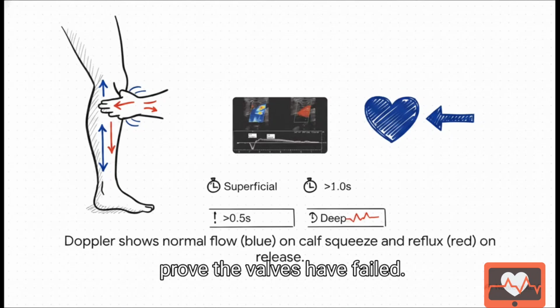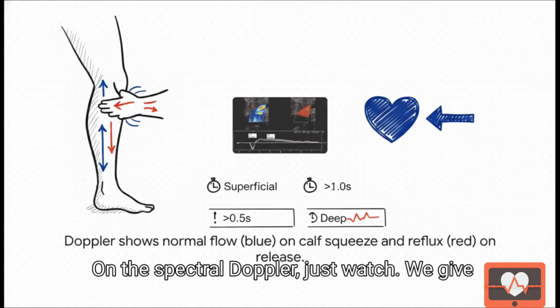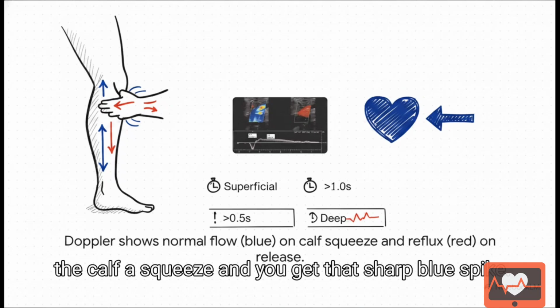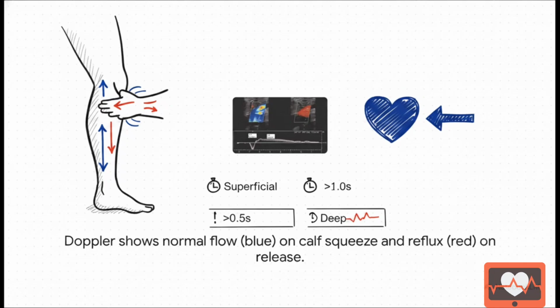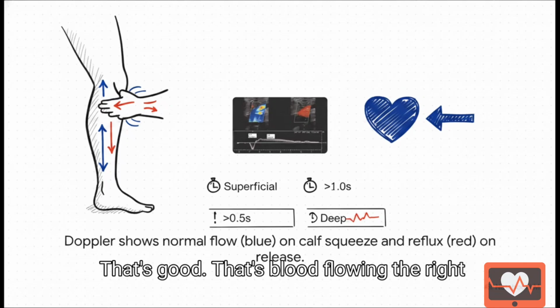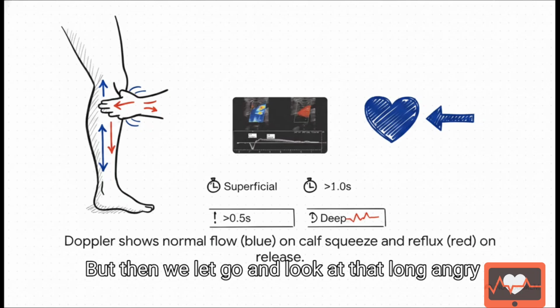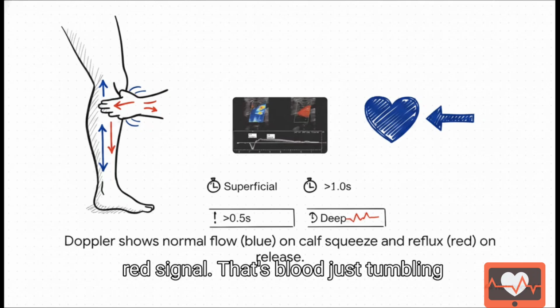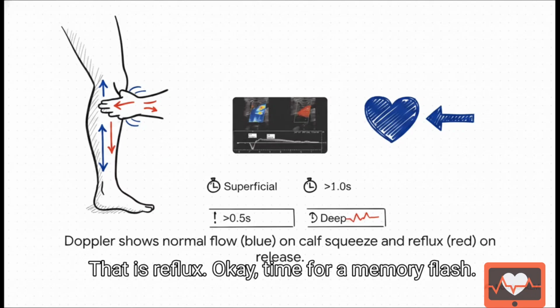So, this is the money shot. This is how we prove the valves have failed. On the spectral Doppler, just watch. We give the calf a squeeze, and you get that sharp blue spike. That's good, that's blood flowing the right way up towards the heart. But then, we let go, and look at that long, angry red signal. That's blood just tumbling backward down the leg. That is reflux.